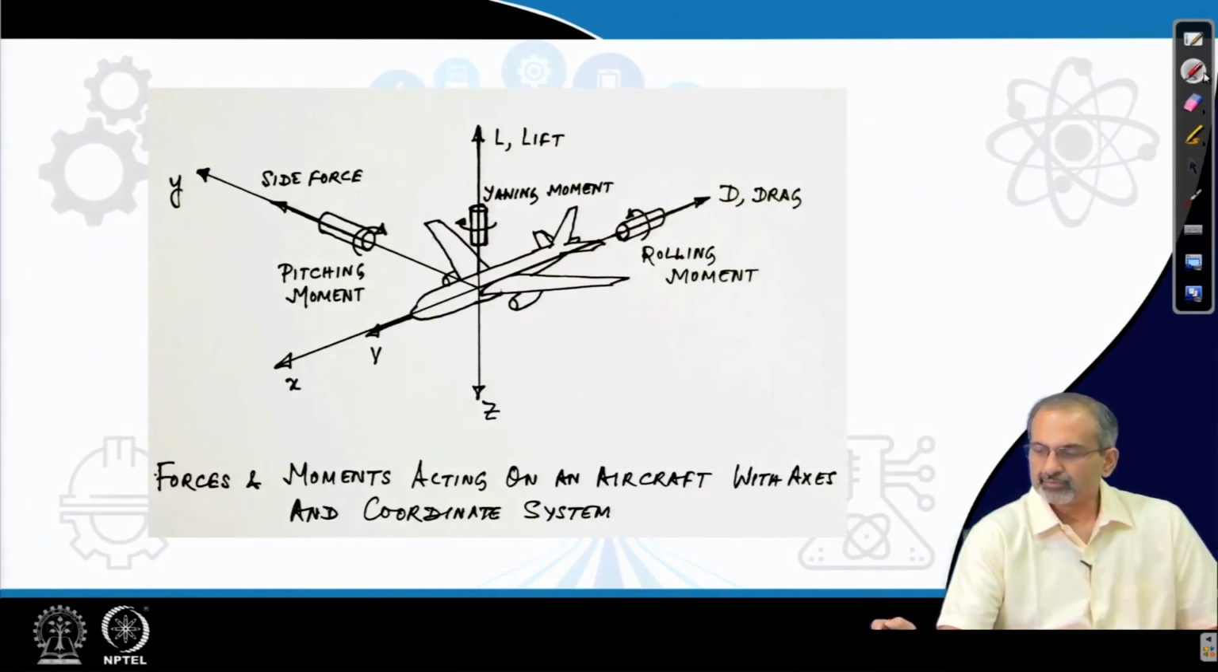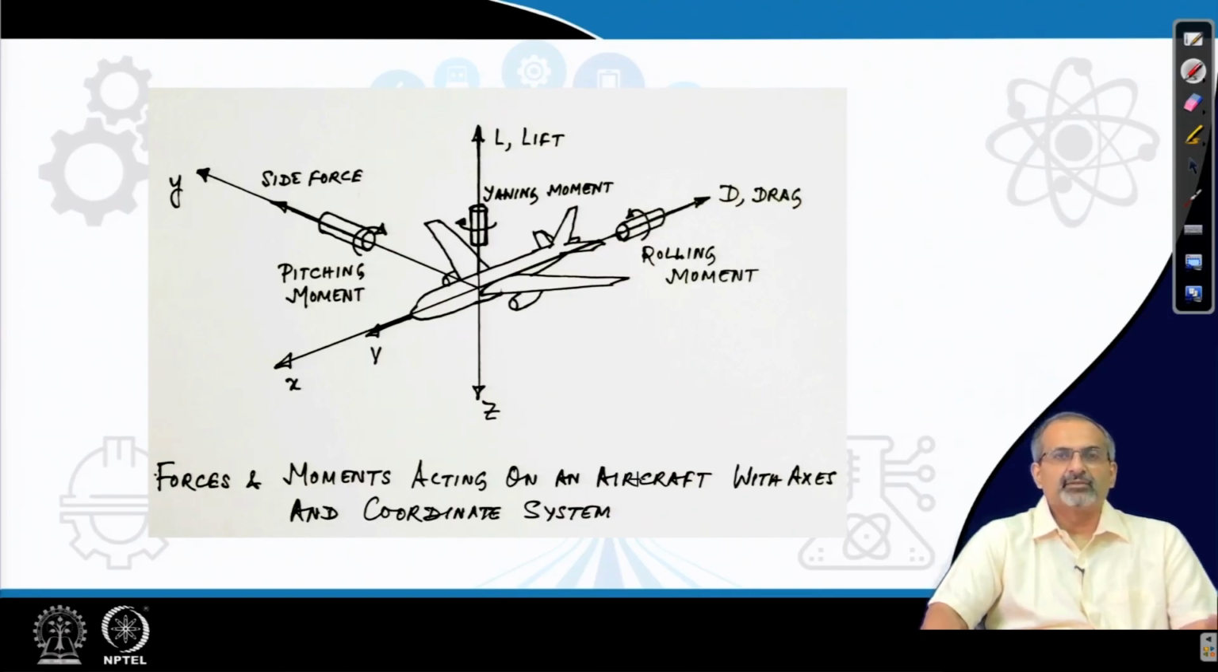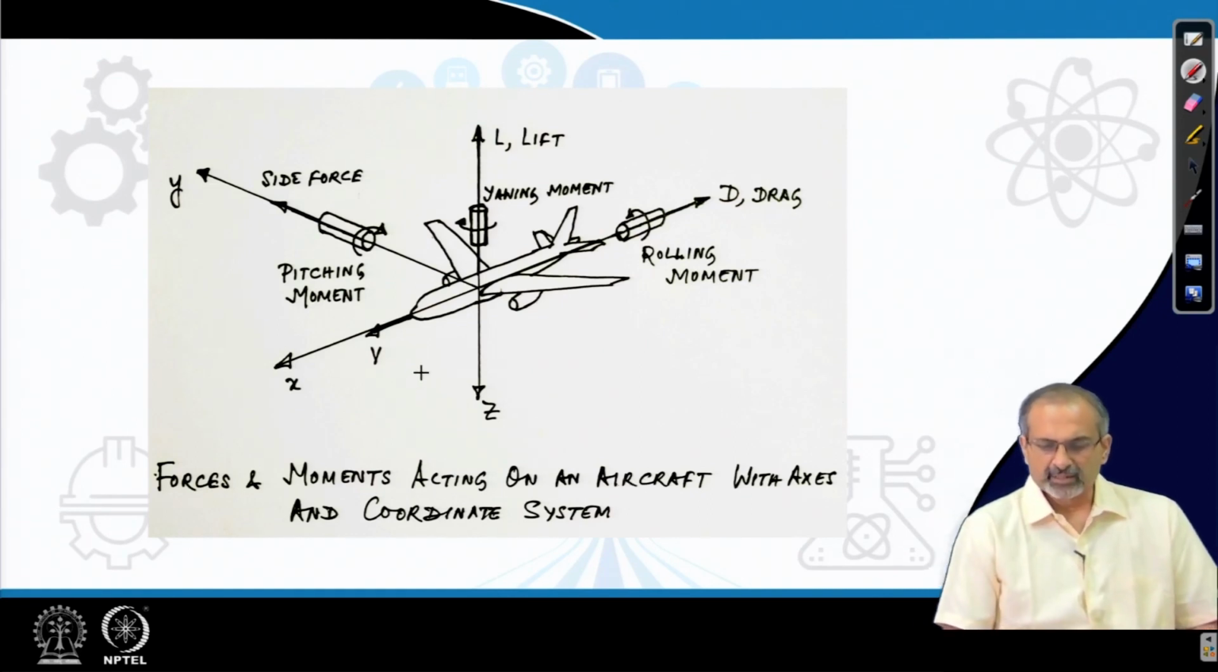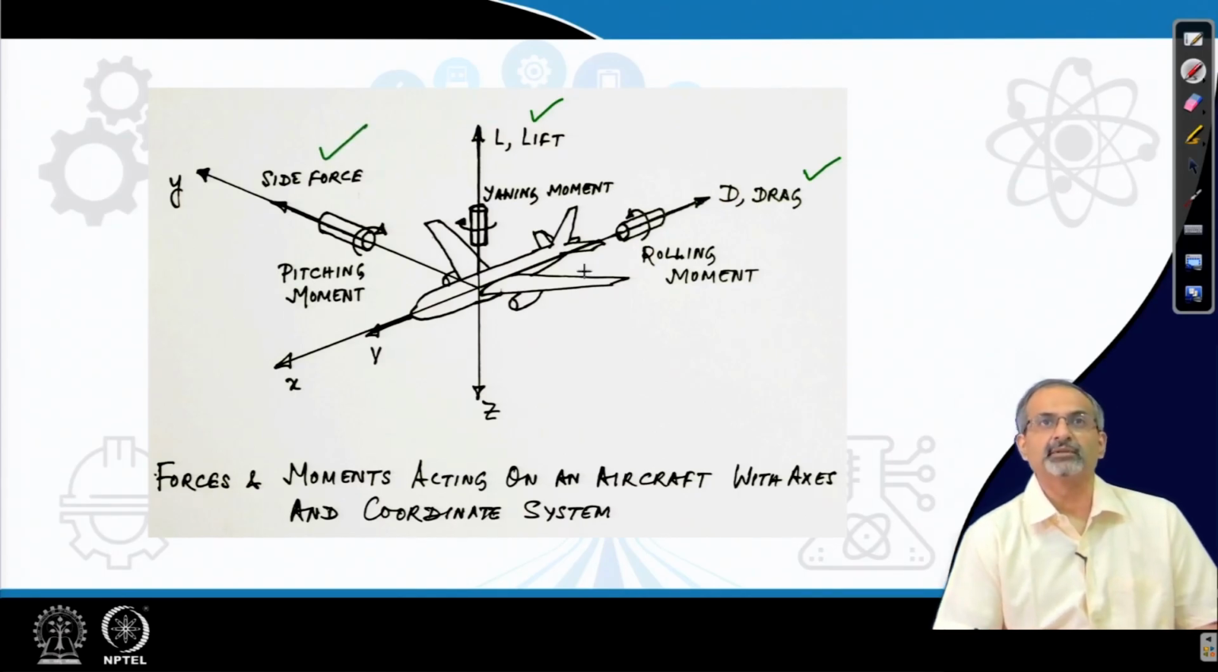So, the control surfaces, their movements, how they are working in synchronization, in pairs, we discussed in the last 2 slides, and here we are summing up the forces and moments which act on an aircraft with axis and coordinate system. So, you can see over here the 3 forces: lift, drag, side force. These are the aerodynamic forces.